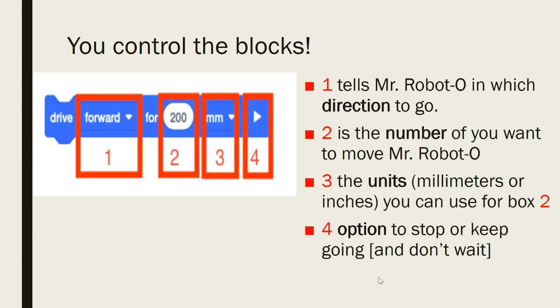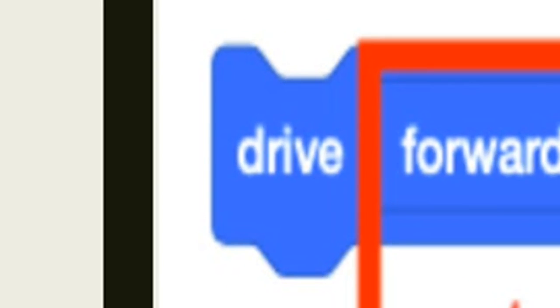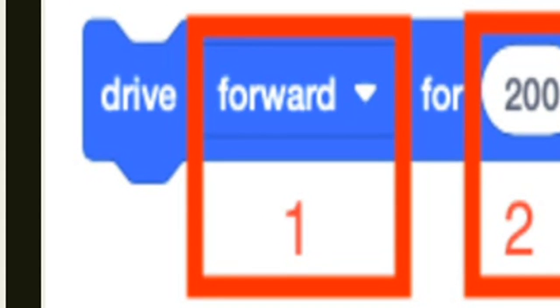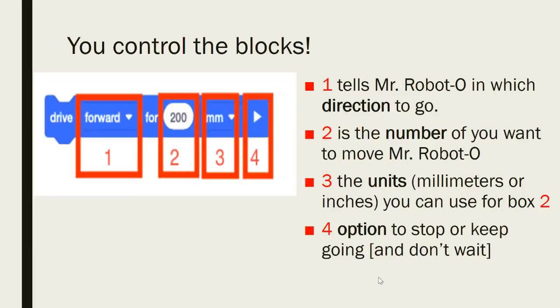This is the drive forward for 200 millimeters block. We know that it is a drivetrain block because it is dark blue and it begins with the word drive. The first part tells Mr. Roboto in which direction to go. We have it set at forward. The other option would be backwards. If you want your robot to move in a backwards direction, all you would have to do is hit the drop-down menu and choose the backward command.